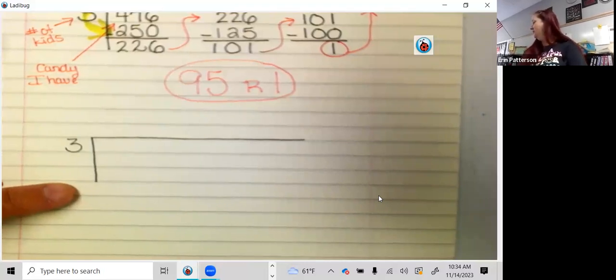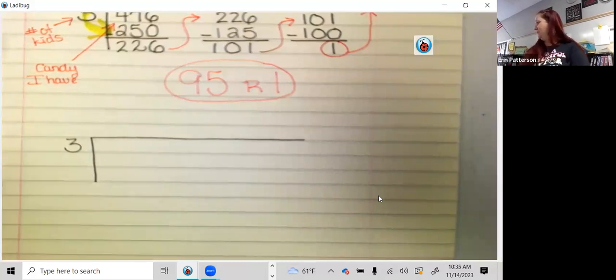This is called long division, not fries and a Happy Meal. This is the steak dinner. We got to eat through it. Okay.